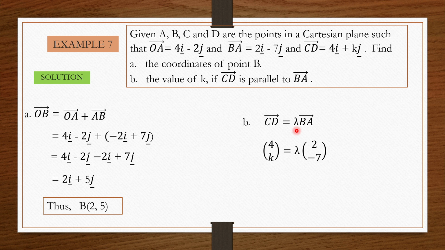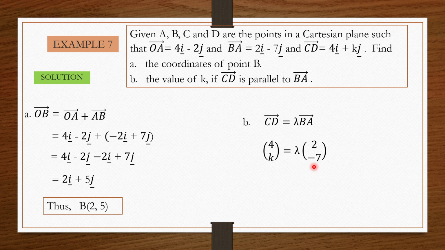Okay, next I'm going to use the column form vector. So I don't want i and j. It is easier if you use column form. So change the given vector CD, 4i plus kj, as (4, k), and vector BA, 2i minus 7j, as (2, negative 7). Now, here you can find lambda, then you can find k.